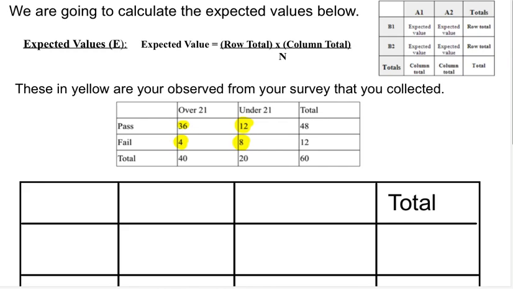All right, here's what you're going to do in your assignment today. We are going to go out and calculate what we call these expected values. And this is the formula that you already have written down. What you do is you take the row total times the column total and divide it by the total people in your sample. And you should write down this entire slide.